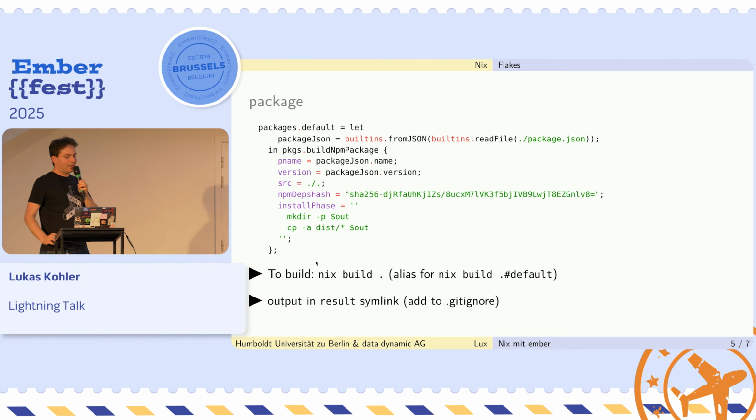And that's how we declare a package that actually builds an Ember app. We can just use buildNpmPackage. What we need to specify is basically a hash for all our node modules. The simple thing is we just don't specify it, we get an error message with a hash, and then we use that hash. That's what everyone does.